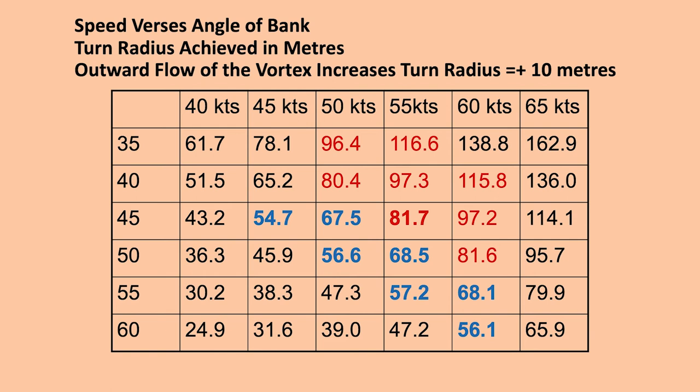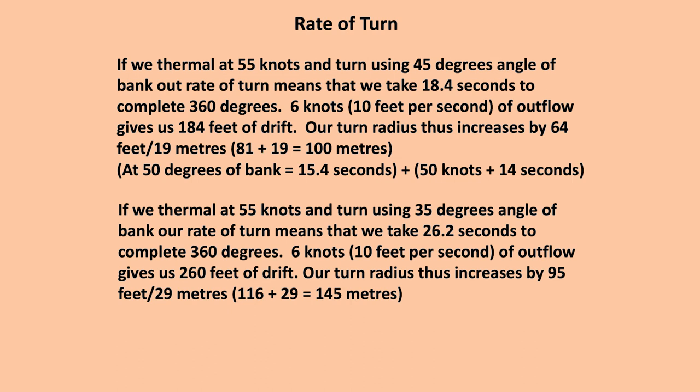If we thermal at 55 knots and choose to turn using 45 degrees angle of bank, the rate of turn means that we take 18.4 seconds to complete 360 degrees. 6 knots, i.e. 10 feet per second of outflow, gives us 184 feet of drift. Our turn radius thus increases by 64 feet, i.e. 19 meters. At 50 degrees angle of bank, 15.4 seconds, at 50 knots and 14 seconds.